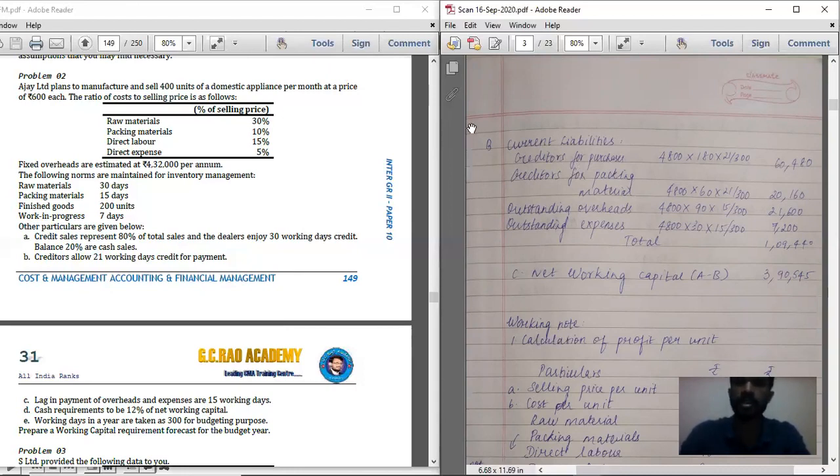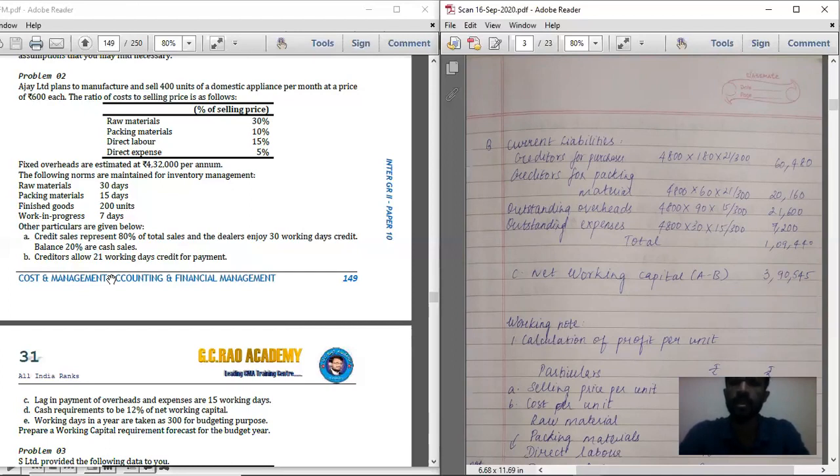In respect of the calculation column, put 4,800 units into the raw material cost, 180, into the number of days they have given, 21 working days. So into 21 divided by 300. 4,800 into 180 into 21 divided by 300. In respect of the amount column, 60,480.